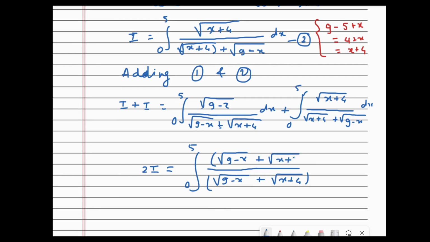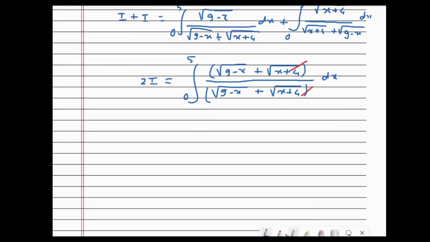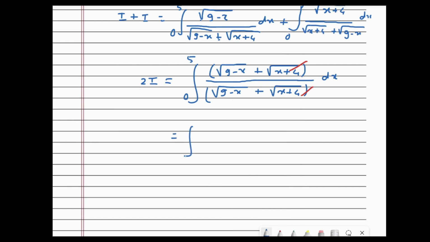This also happens in almost all problems. The terms get interchanged into dx. And in all problems, this whole bracket gets cancelled. This whole bracket is cancelled because it is the same. This happens in almost all problems. So the problem reduces to simply 1. So 2I is equal to the integration from 0 to 5.